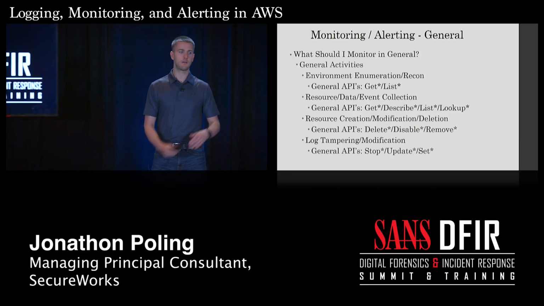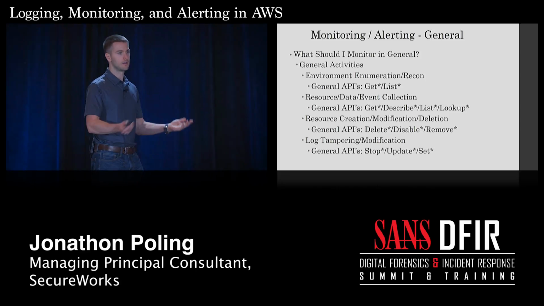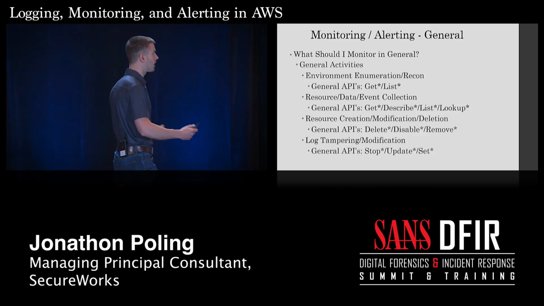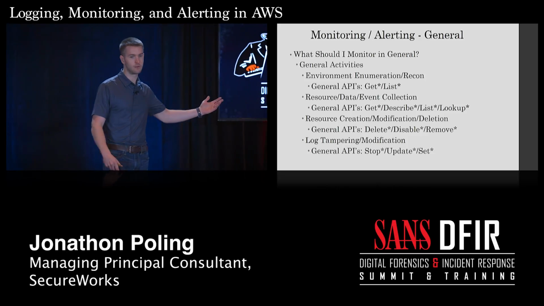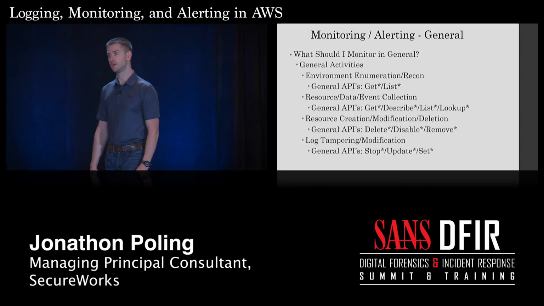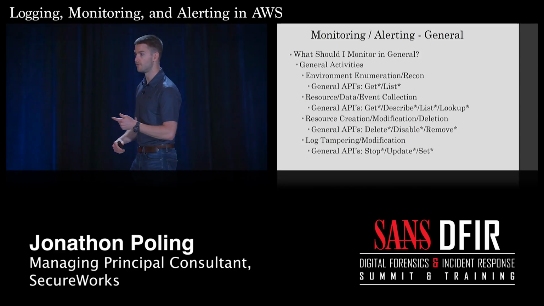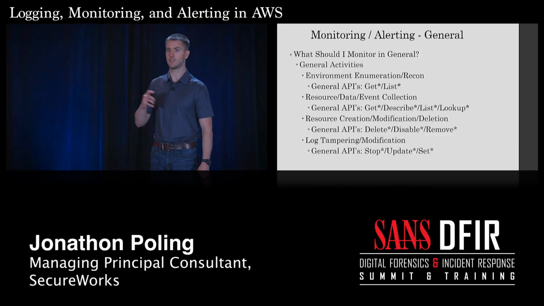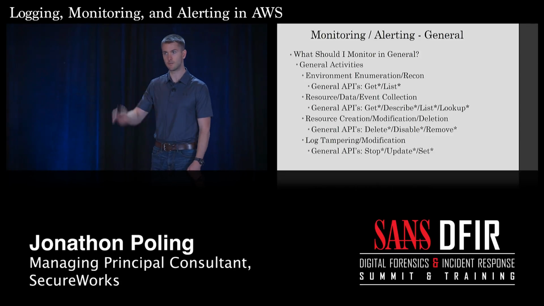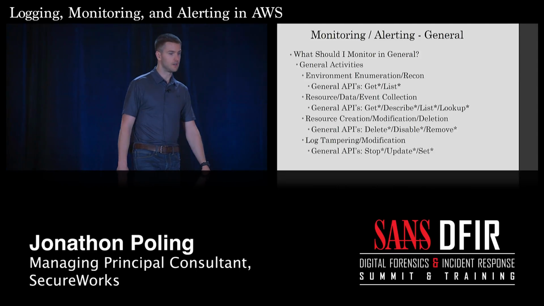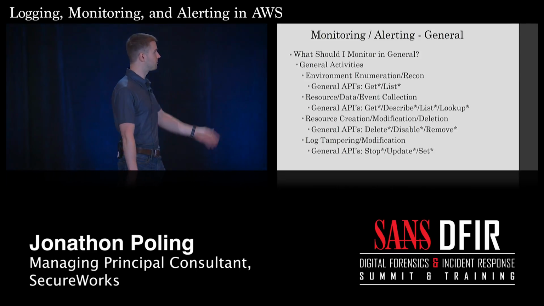Generally, this is how the stuff breaks down for the APIs. Gets and lists can indicate enumeration or recon. Describes, lists, lookups, same sort of thing for data collection if an attacker is in there. If you start seeing a bunch of these in logs from a singular instance of API calls to get for your entire infrastructure, or describe that sort of stuff, that could be indicative of an attacker enumerating and doing recon. Delete, disable, remove.